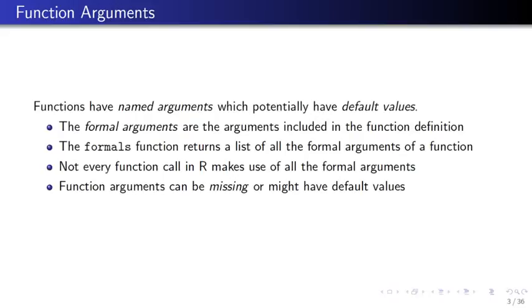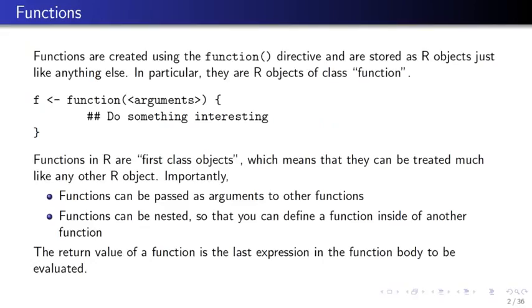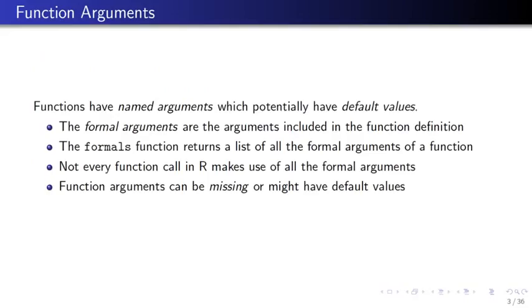So first of all, there's the formal arguments, which are the arguments that are included in the function definition. So if you go back to the previous slide, the formal arguments are the ones that are included inside this function definition here. The formals function actually takes a function as an input and returns a list of all the formal arguments of a function. So not every function call in R makes use of all the formal arguments. So for example, if a function has 10 different arguments, you may not have to specify a value for all 10 of those arguments. So function arguments can be missing, or they may have default values that are used when they're not specified by the user.